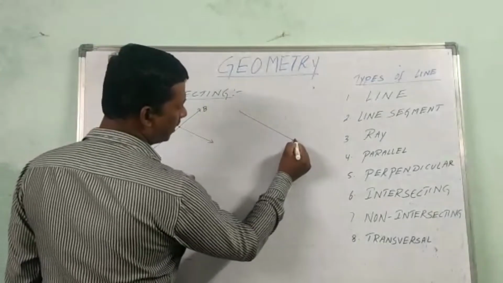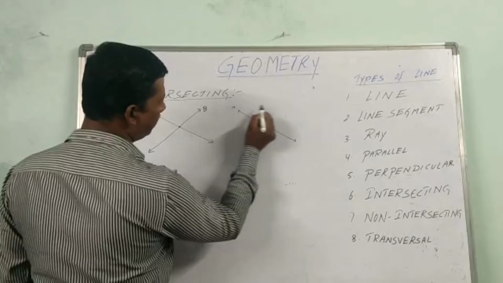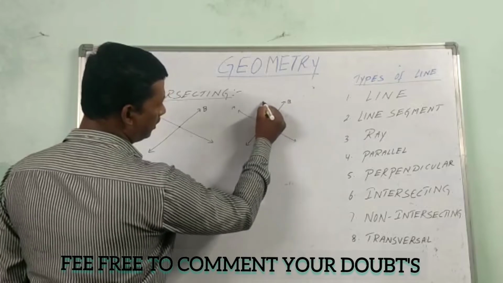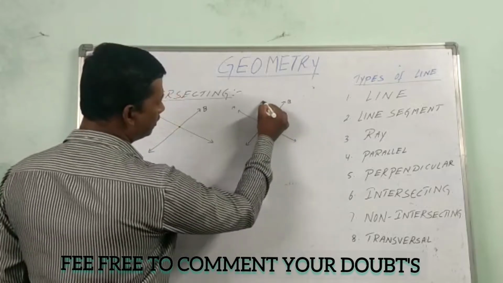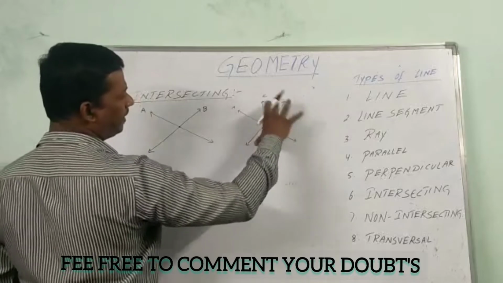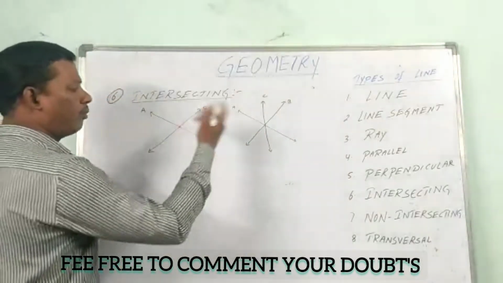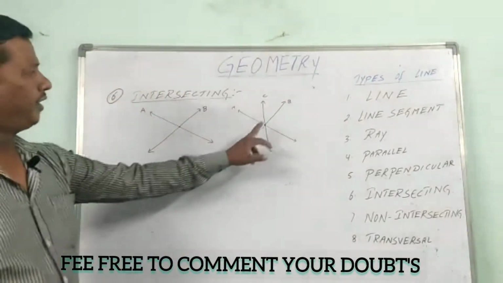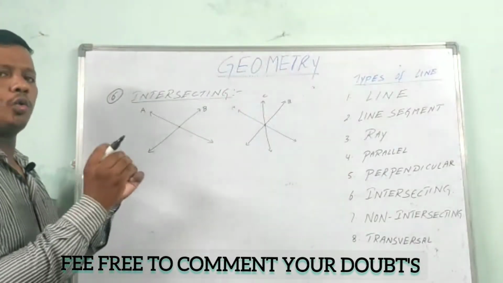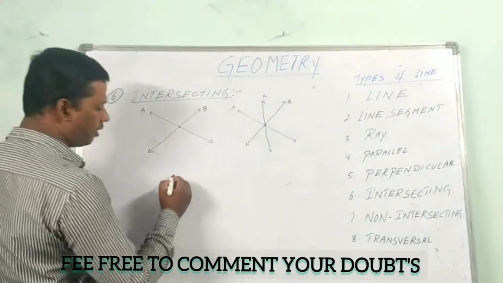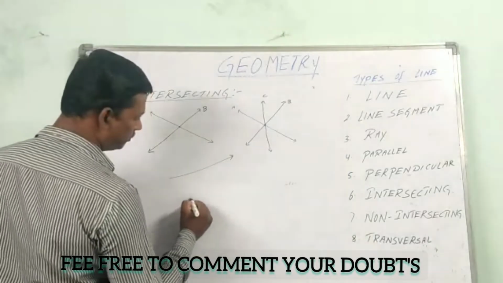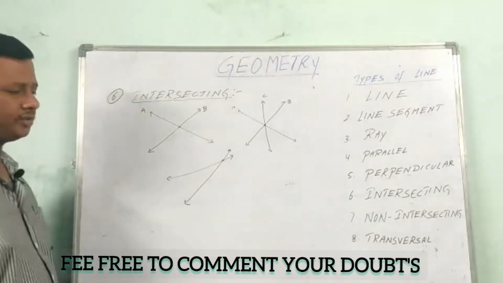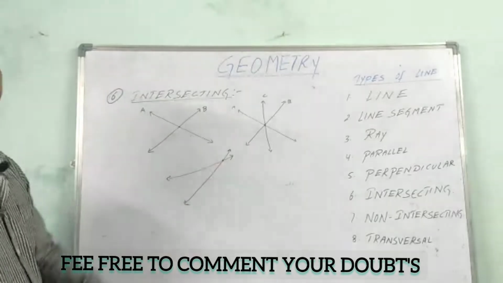And take the example of three lines. There is the first line A, second line B, and this third line C. These are the three lines. When two or more lines meet at a point, this point is called the point of intersection. This is the intersecting line. Where two lines meet at any point, it could be like this or it could be like this also. When two lines meet at a particular point, it is called the intersecting line.